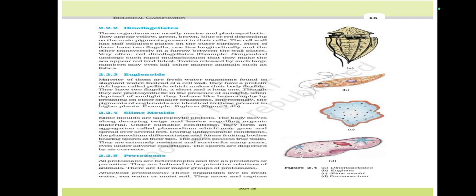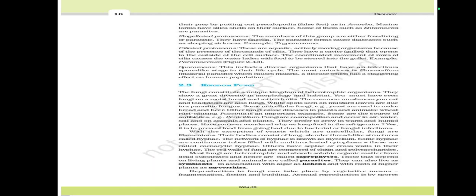Protozoans. All protozoans are heterotrophs and live as predators or parasites. They are believed to be the primitive relatives of animals. There are four major groups of protozoans. Amoeboid protozoans. These organisms live in fresh water, seawater, or moist soil. They move and capture their prey by putting out pseudopodia, false feet, as in amoeba.